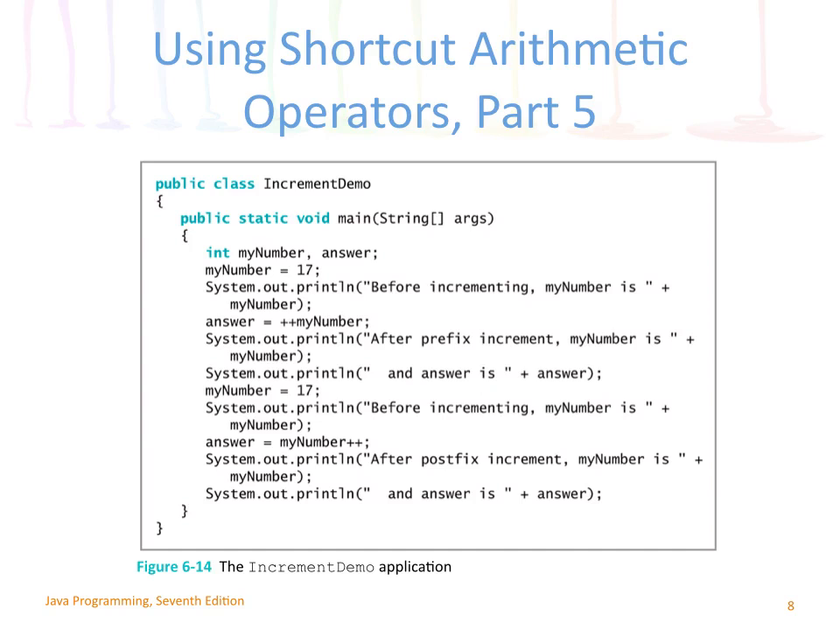Let's reset my number to 17 and try it the other way. Before incrementing, my number is, and it'll say 17. And then we say answer equals my number plus plus. With the postfix version of the increment operator, instead of the prefix version, it uses the number first and then adds. So answer equals 17, and then my number plus plus will make my number 18. So in this case, answer is 17, but my number is 18. So they're different. In the first case, they were both 18. In the second case, answer is 17, and my number is 18.